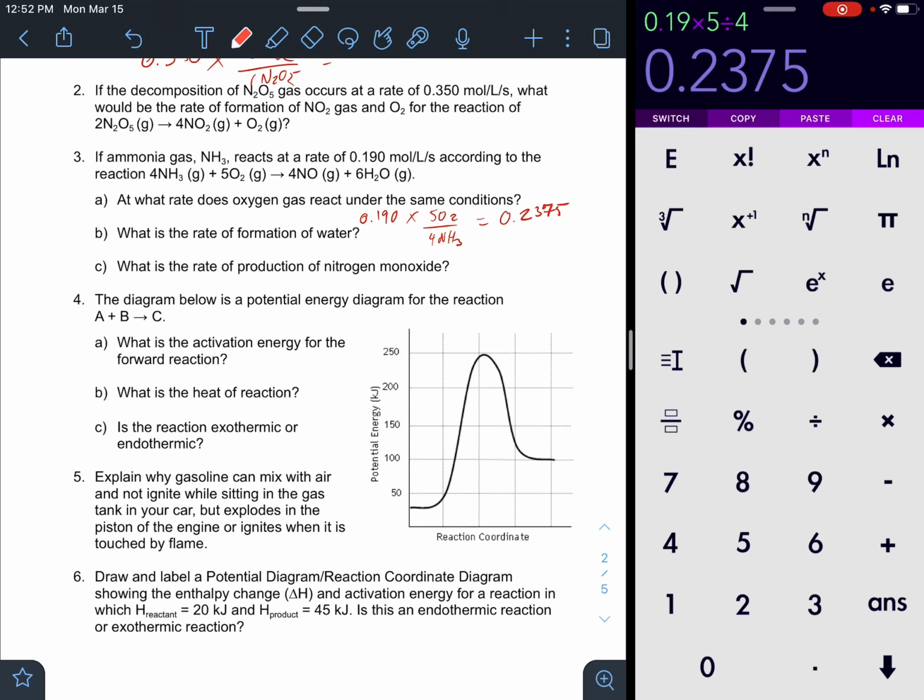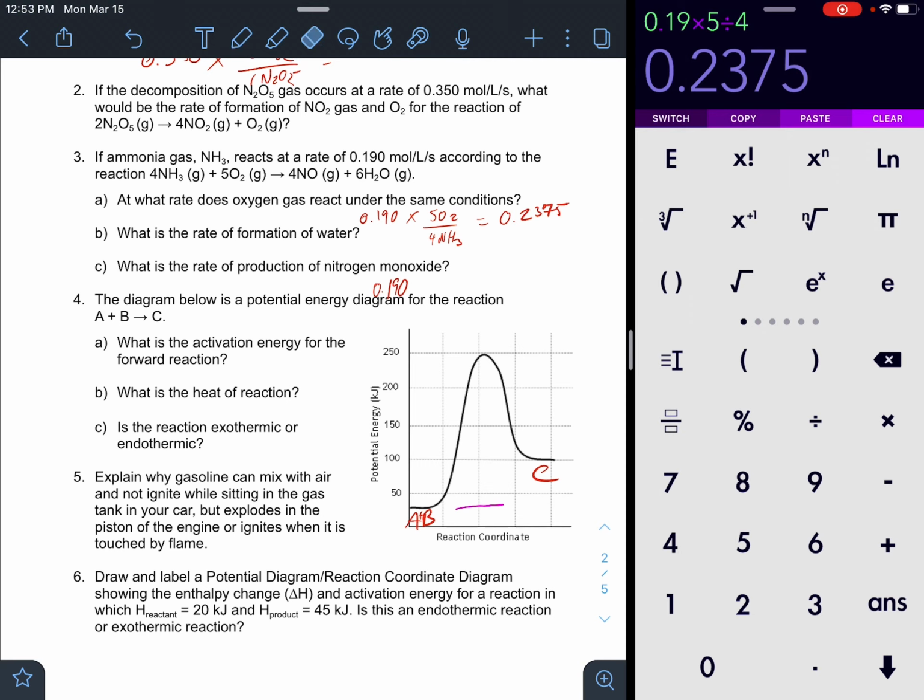Okay. What is the rate of formation of water? We could do that as well. What's the rate of production of nitrogen monoxide? Okay, that's fine. Nitrogen monoxide, we should have a 1-to-1 ratio with the ammonia, so this will be 0.190. Nothing exciting there. What is the activation energy of the forward reaction for A, B, C? So here's our A and B, A plus B, and this is our C. So we can see that C has higher energy than the A. It looks like to me that this is supposed to be sort of like 25-ish.